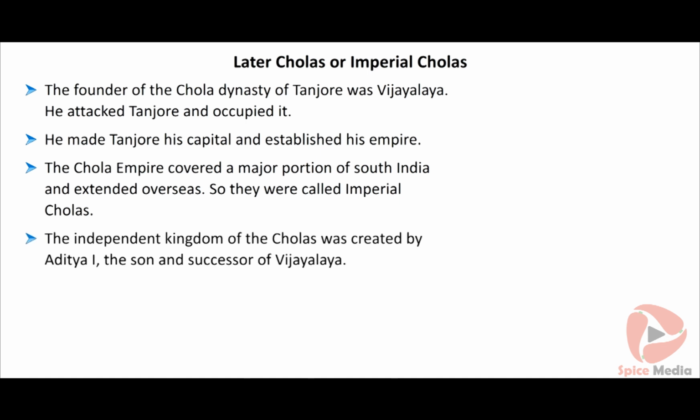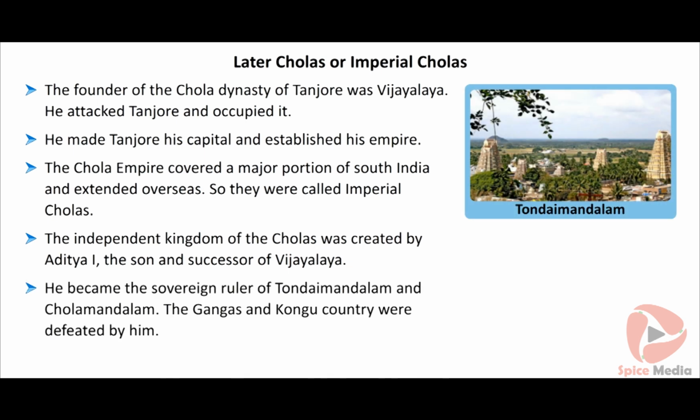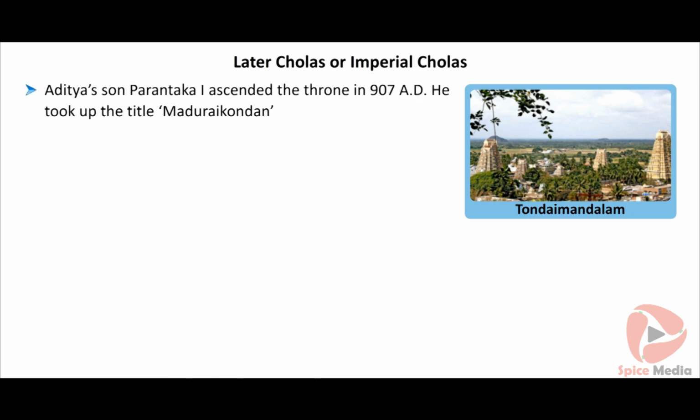The independent kingdom of the Cholas was created by Aditya I, the son and successor of Vijayalaya. He became the sovereign ruler of Tondai Mandalam and Chola Mandalam. The Gangas and Kongu country were defeated by him. Aditya's son Parantaka I ascended the throne in 907 AD. He took up the title Madurai Kondan after defeating the Pandya ruler.